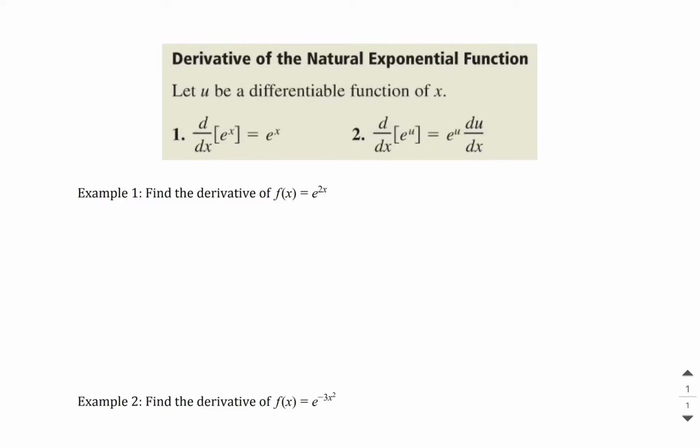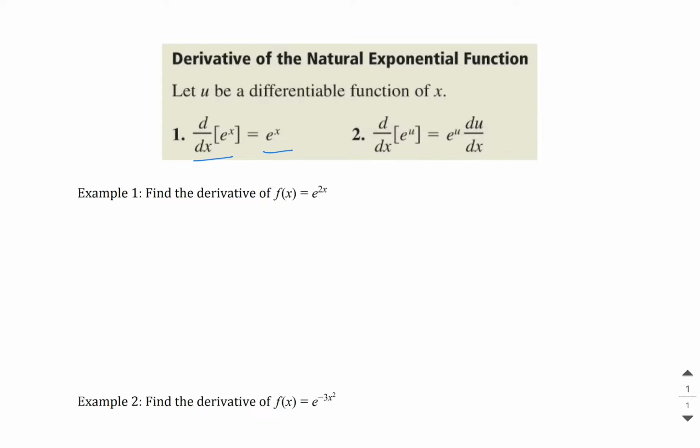All right, everybody. So we're going to take a look at the derivative of the natural exponential function. So the natural exponential function is just e to the x. So in this case, we're going to just take a look at how to find the derivative of e to the x. And it's probably one of my favorites because simply the derivative of e to the x with respect to x is just e to the x. That's it. It's the same thing.